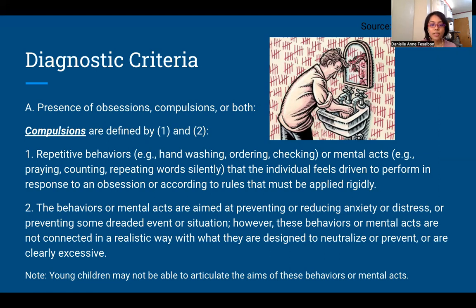And then another definition of compulsion from the DSM-5 is that these are behaviors or mental acts that are aimed at preventing or reducing anxiety or distress, or preventing some dreaded event or situation. However, these behaviors or mental acts are not connected in a realistic way with what they are designed to neutralize or prevent, or are clearly excessive. So like what I mentioned, people who have obsessions really have anxiety and great distress. So these compulsions are aimed at preventing the anxiety they're feeling.